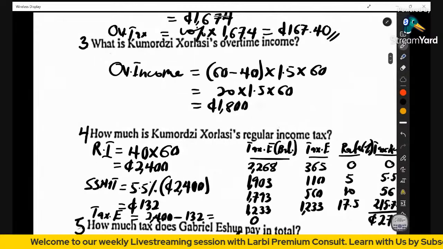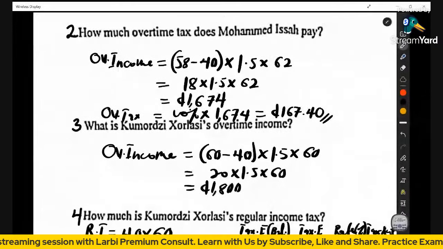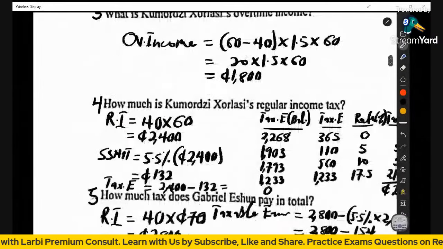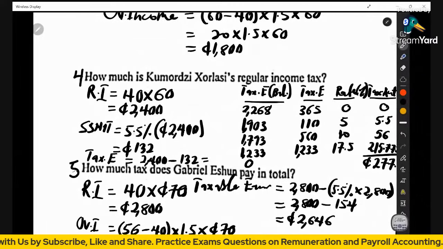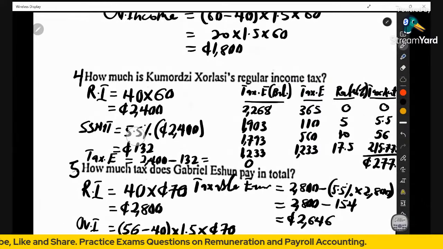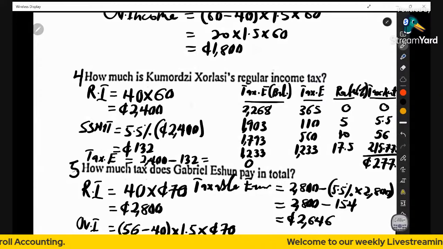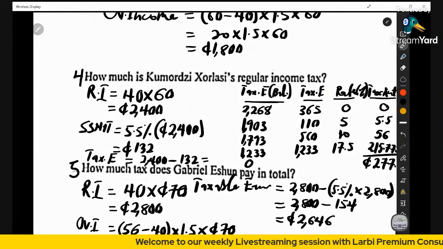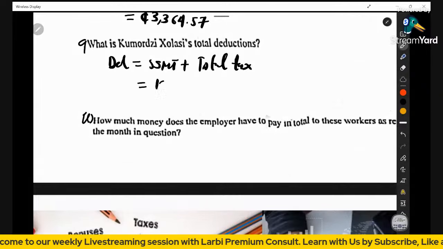So what was Zolasi's SNET contribution? You can get the net contribution for Zolasi as part of the expenses that we subtract as deduction. What we can see from here is 5.5% multiplied by the regular income of 2,400. So that becomes the first part of the expense, which is 132. So we'll bring that here. That should be 132 as the net.